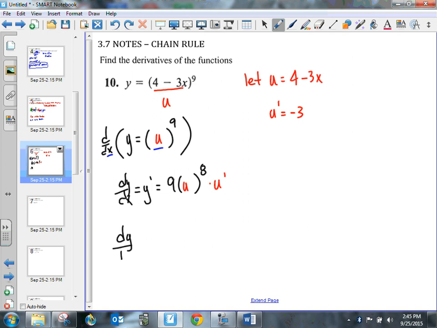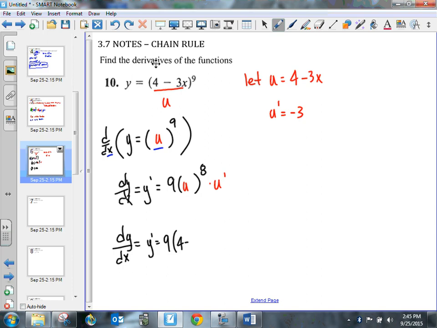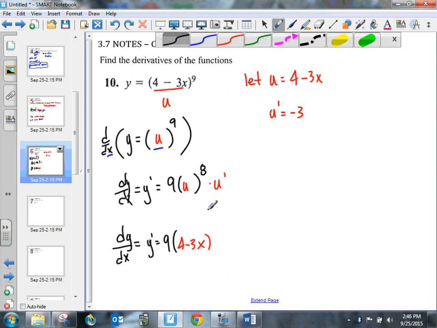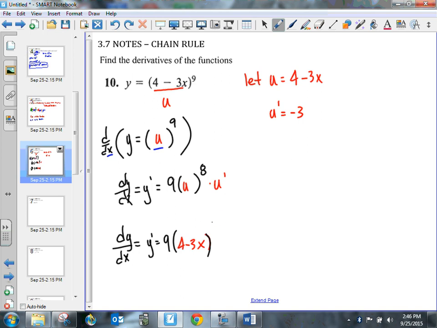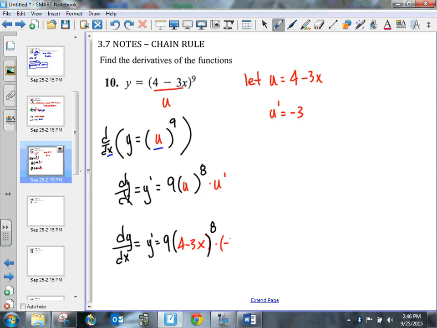So dy dx is equal to y prime, and that's going to be 9 times the quantity 4 minus 3x, that's what u was. I substitute this back in and chain it back together, so I write 4 minus 3x, and then raise that to the 8th power. Then I multiply by the derivative of my inside function, u prime, so multiply by negative 3.